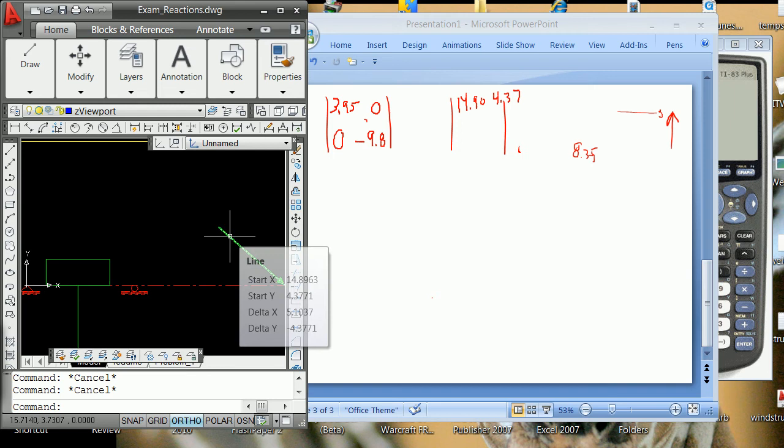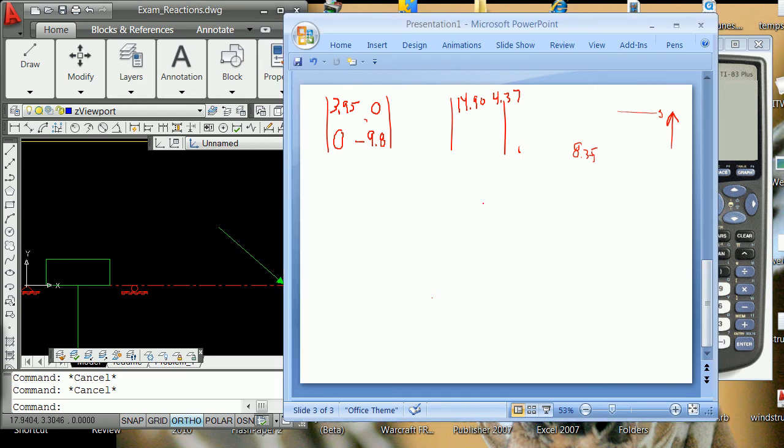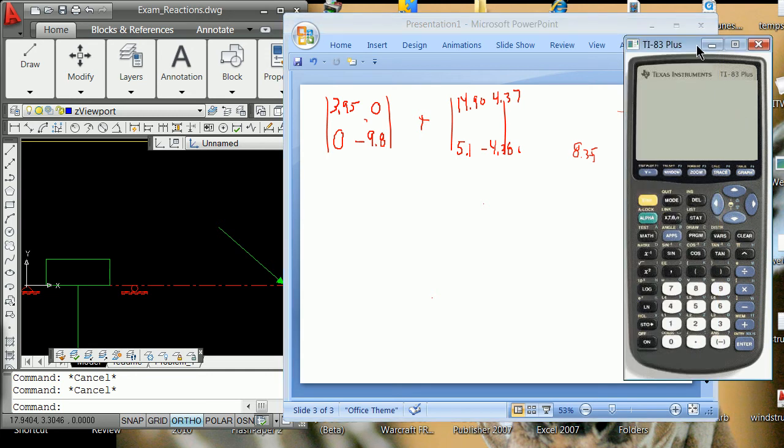Put my hand over the mouse over the top. 5.1, minus 4.38. 5.1, minus 4.38. Now you can calculate these two moments, and realizing they are spinning towards the right, and you've got to spin back clockwise, so you're going to have to divide by 8.35 and have a positive reaction. So if you need to do that, do a side calculation. Let's do it right here.